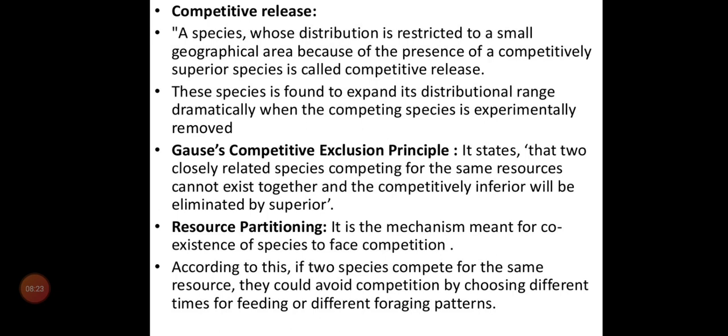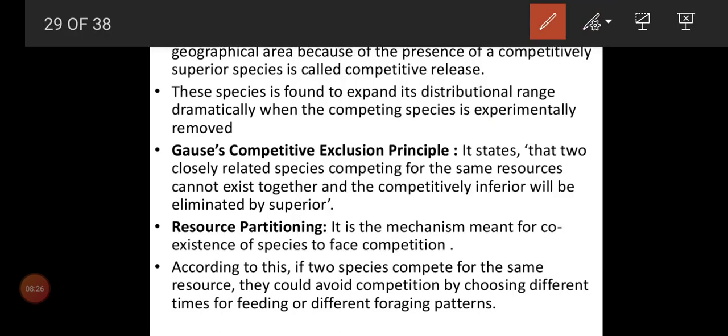And here, Gause's competitive exclusion principle. Here it states, this is a rule, a principle, that two closely related species competing for the same resources cannot exist together, and the competitively inferior will be eliminated by the superior. That we saw in the case of the tortoise being eliminated by the goat. So here the goat is the superior organism, the inferior is the tortoise. So if two organisms are competing for the same resources, the dominant one will be sustained and will survive in the environment, and the other will be eliminated. That is Gause's competitive exclusion principle.